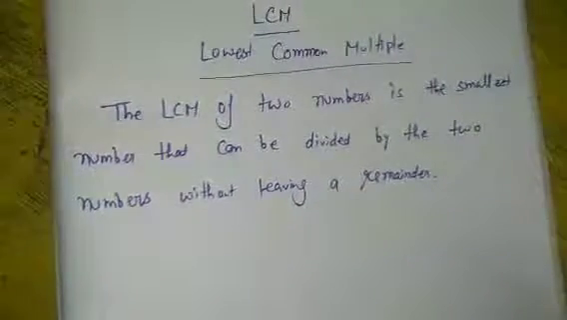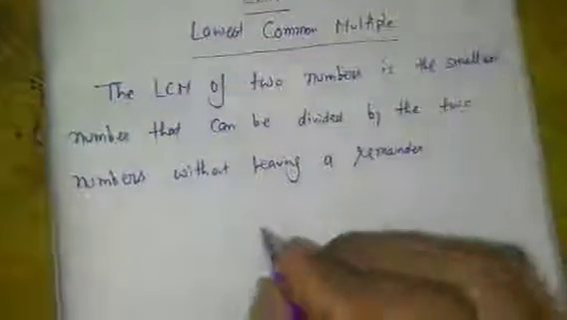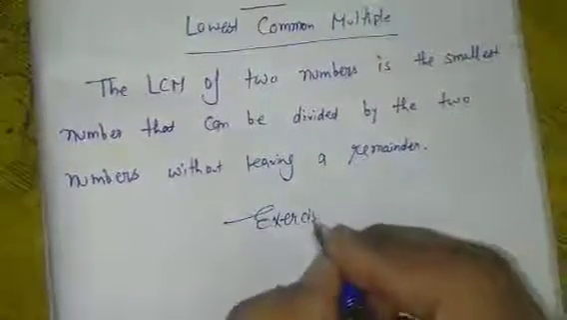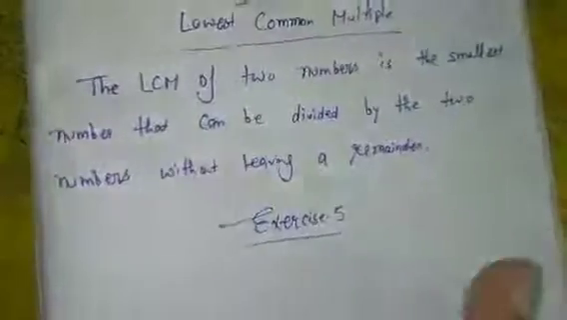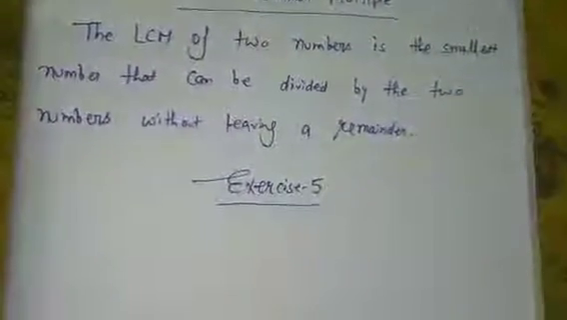Okay, so now students, I am starting exercise number 5 and this is your chapter number 4 also. Chapter number 4 and now exercise number 5. Now students, question number 1. Question number 1 has been given: find the multiples, common multiples and the LCM. Okay, so this is the question.